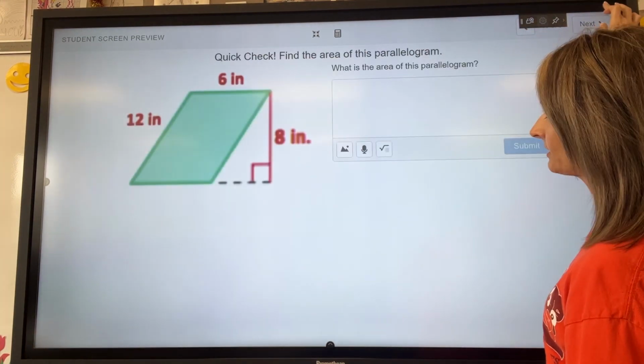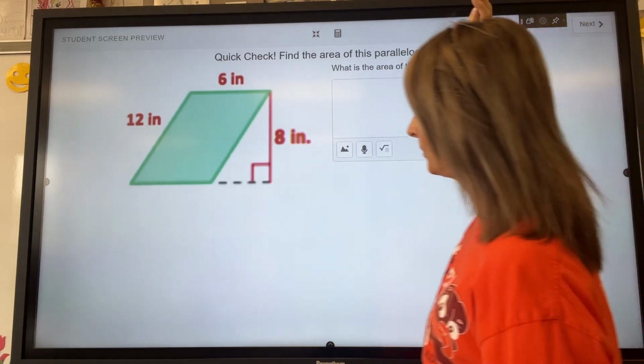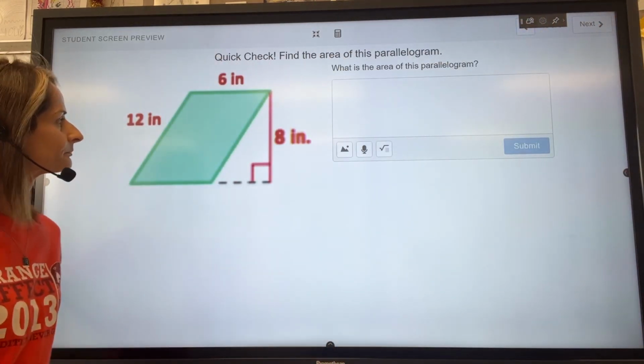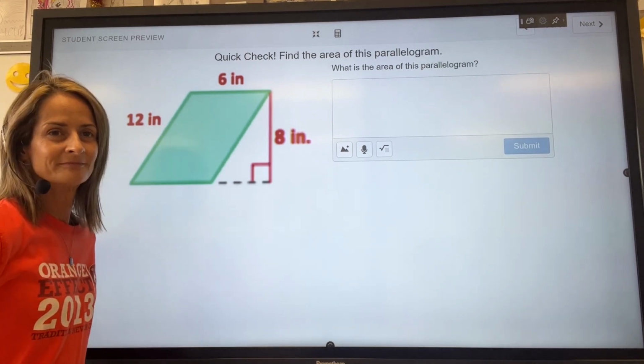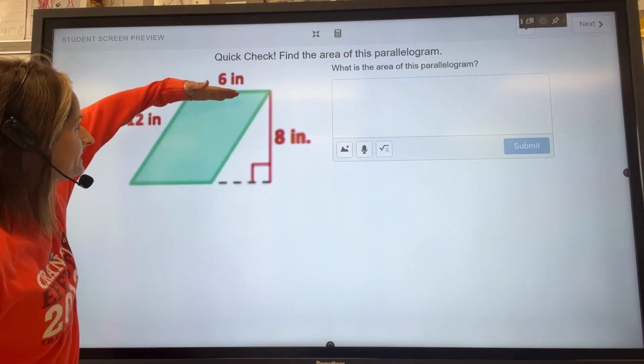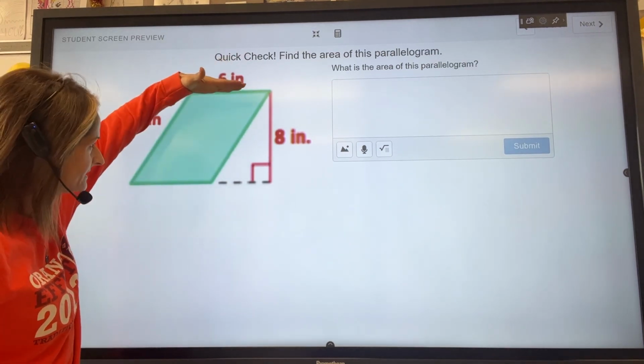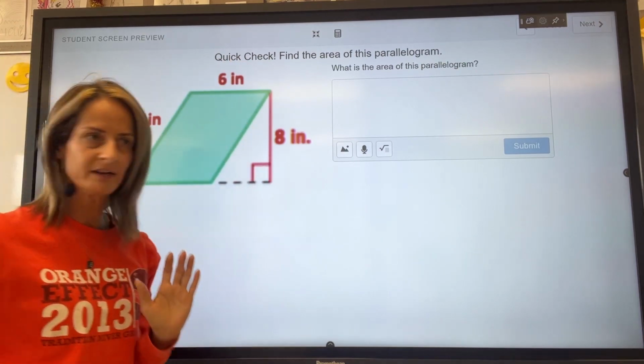I feel pretty confident that we've done enough of these. What's the base and what's the height in this problem? The base is 6 and the height is 8. Very nice, good.